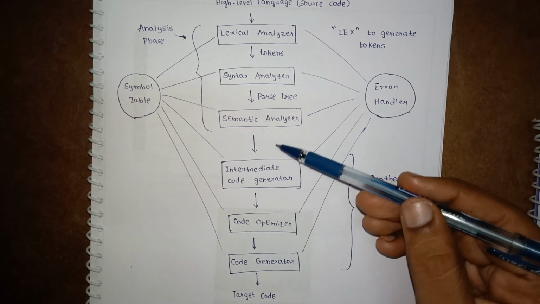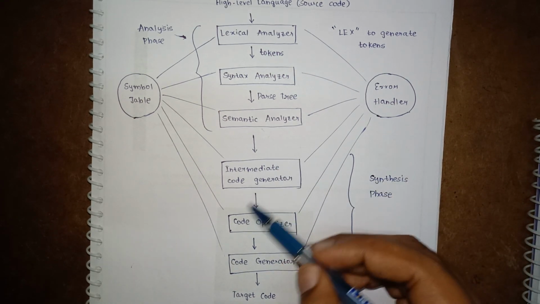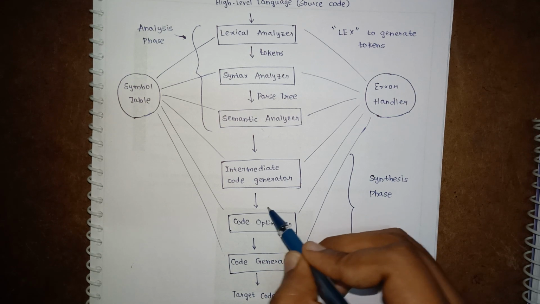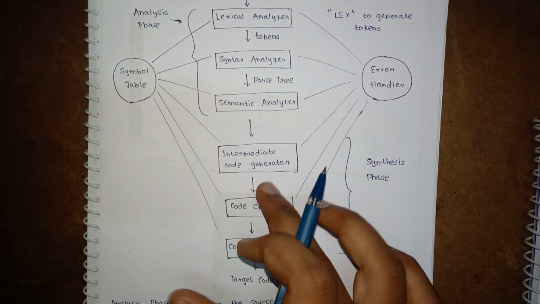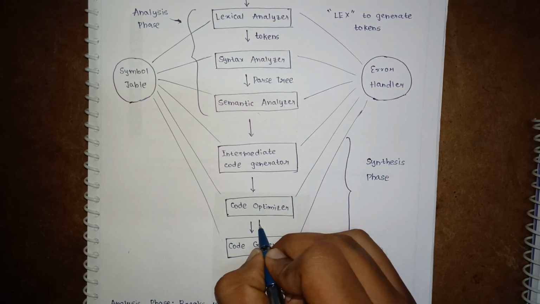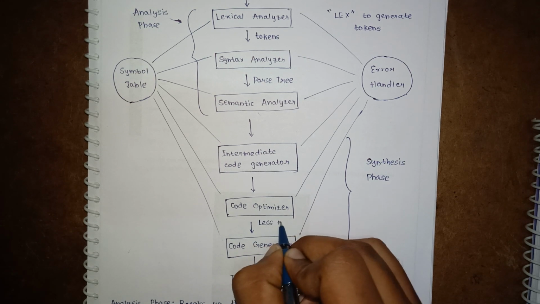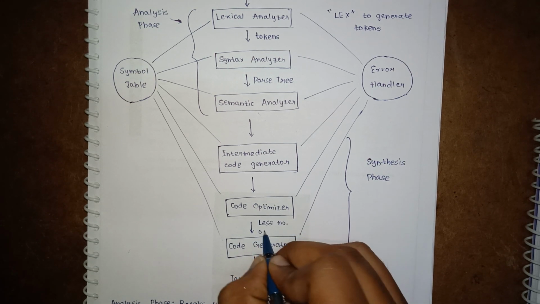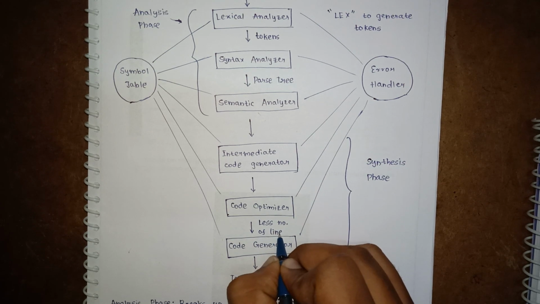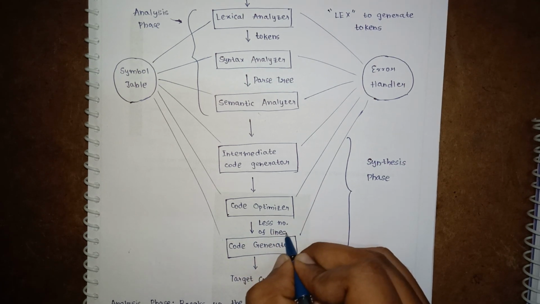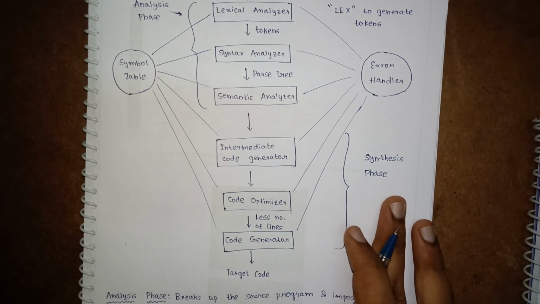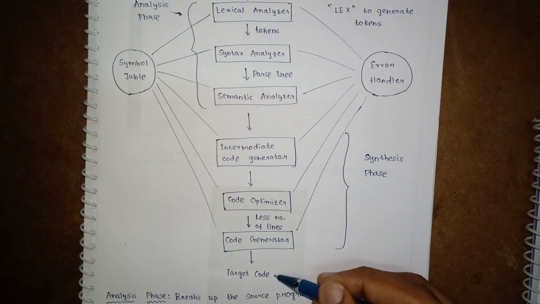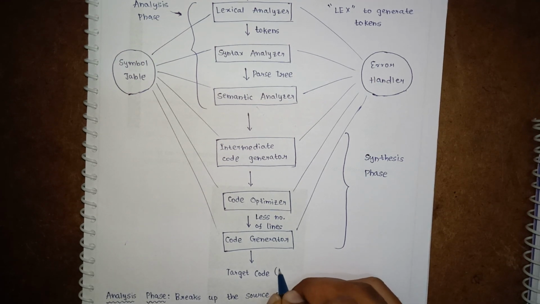Here in the intermediate code generator, intermediate code is generated, and then the code is optimized for a smaller number of lines, like a few lines will be decreased or removed or simply optimized to fewer lines, and finally the target code will be generated, which is nothing but assembly code.